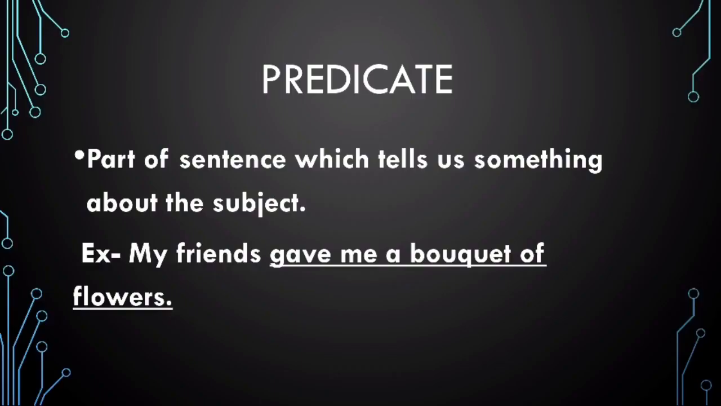Okay. In the same way, let's talk about predicate. It is the part of the sentence which tells us something about the subject. So predicate tells us something about the subject. Like my friends gave me a bouquet of flowers. Okay, so my friends will be the subject because they had given, right? Gave me a bouquet of flowers is the predicate, the rest of the part of the sentence, because it is telling us about the subject, that is my friends. What did they do? Gave me a bouquet of flowers. So gave me a bouquet of flowers will be the predicate.